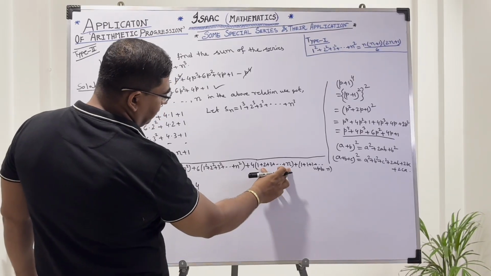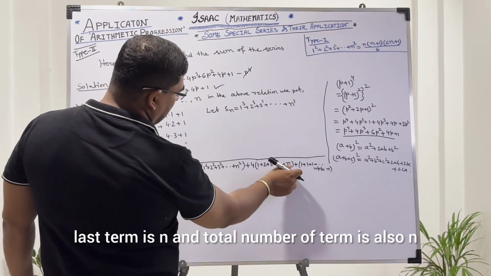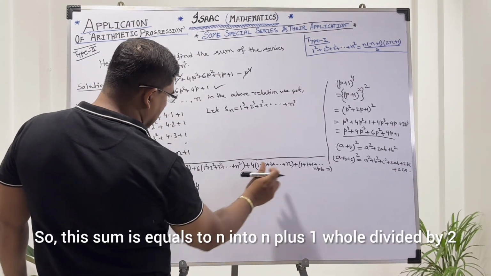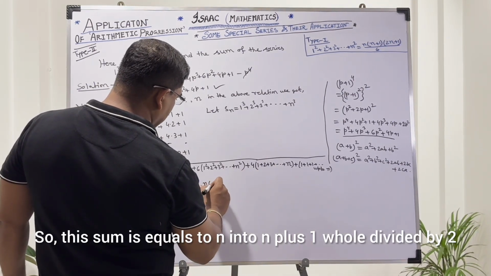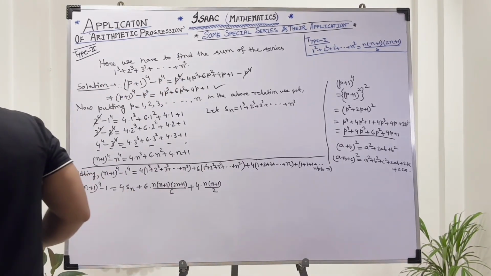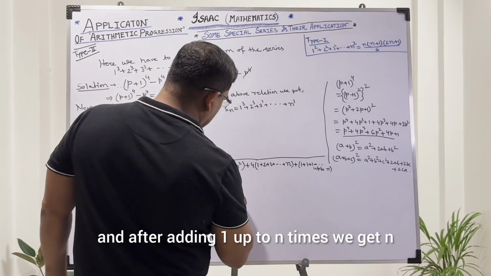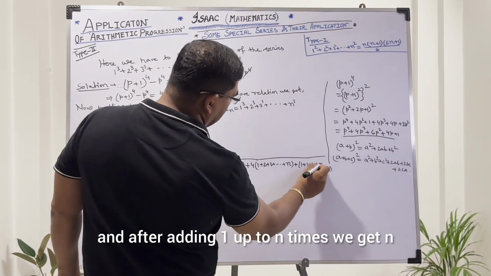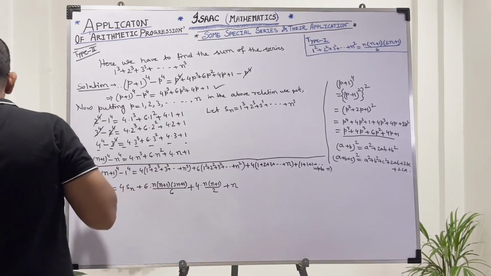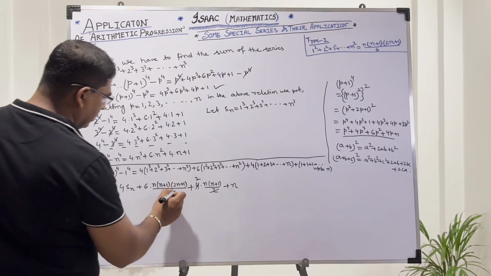This is an AP where the first term is 1, the common difference is 1, the last term is n, and the total number of terms is also n. So this sum is equal to n into (n plus 1) whole divided by 2. And after adding 1 up to n times, we get n. We can cancel this. 2 2s are 4, 6, 6.